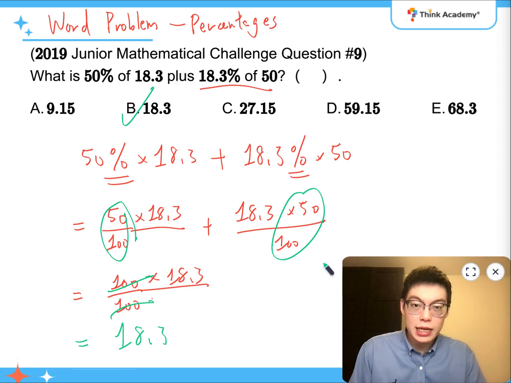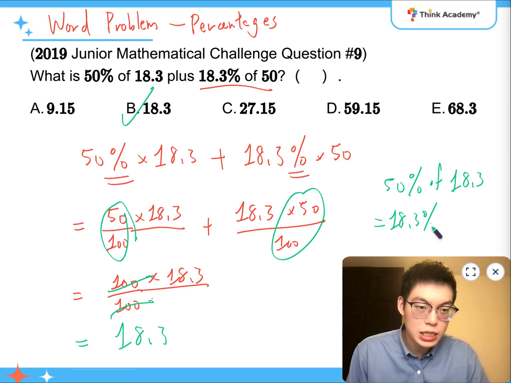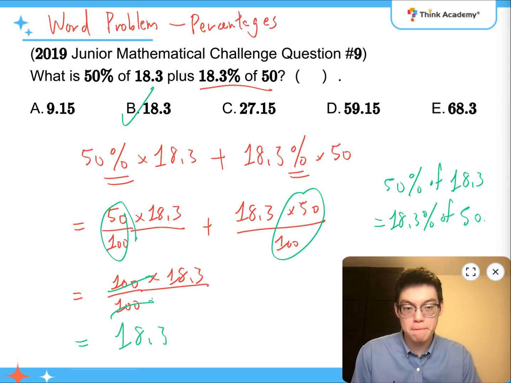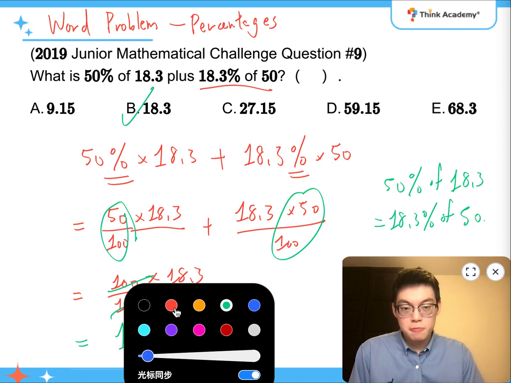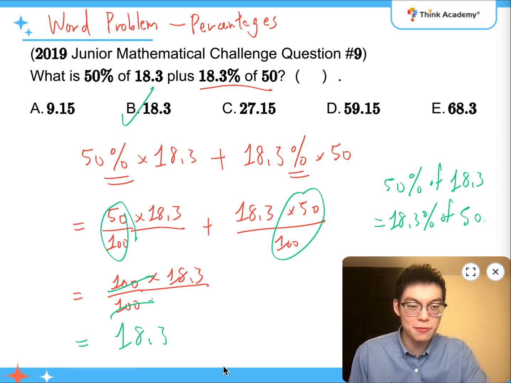So you can see that actually those can be interswapped. 50% of 18.3 equals 18.3% of 50. They are actually just the same. So it might be useful somewhere else. Just use your imagination when you encounter these kinds of problems.